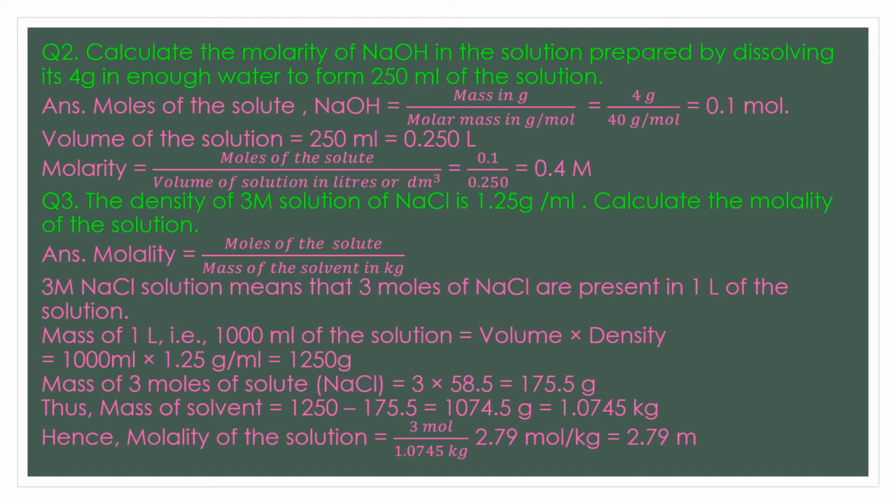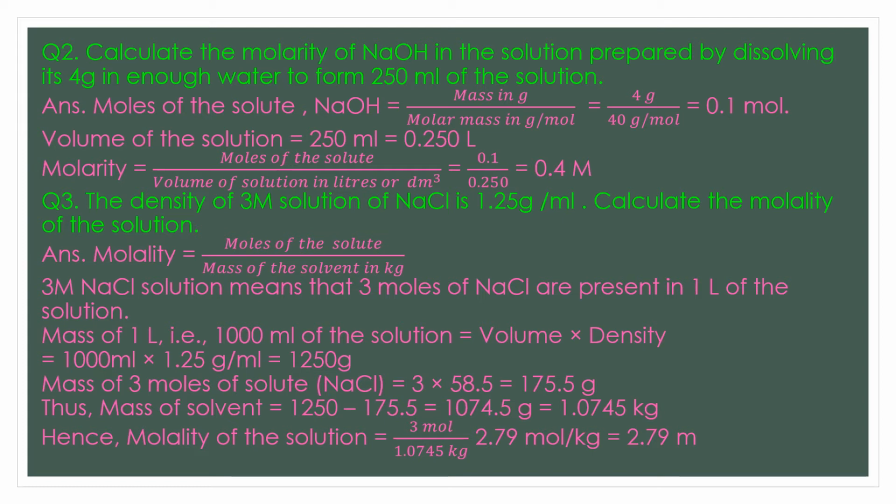For getting the mass of 3 moles of solute, we have to multiply 3 into the molar mass of NaCl, because here the 3 moles of solute is NaCl, sodium chloride. So 3 into 58.5, the molar mass of NaCl: 23 for sodium and 35.5 for chlorine. After adding it up, we get 58.5. So 3 into 58.5 gives us 175.5 grams.